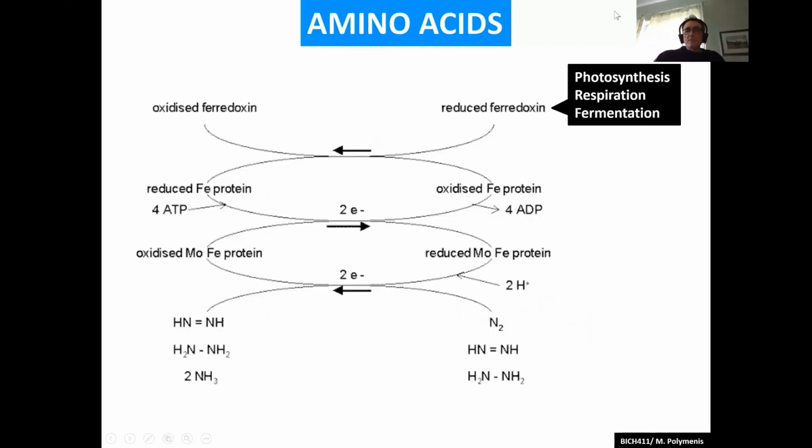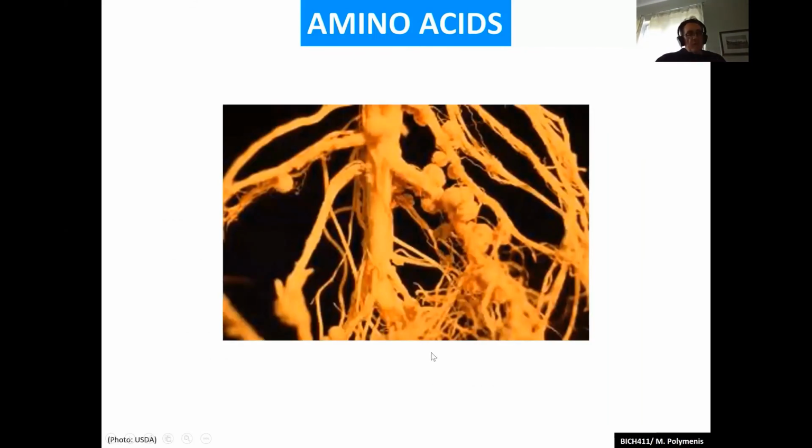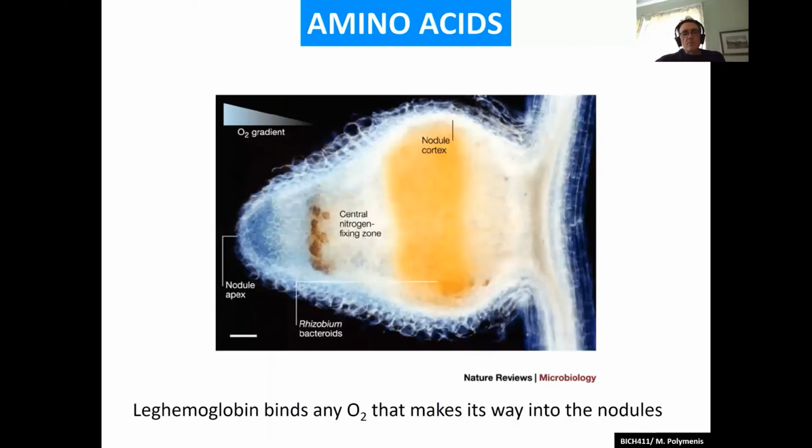So how do you get the reducing power? You can use a ton of NADPH if it's available to you, or you can use photosynthesis again to make lots of reduced ferredoxin, and from then on you can go in these multiple steps, further reducing dinitrogen all the way to ammonia. By far the most biologically significant nitrogenase reaction happens in the roots of some plants, legumes especially, by a bacterium called Rhizobium.